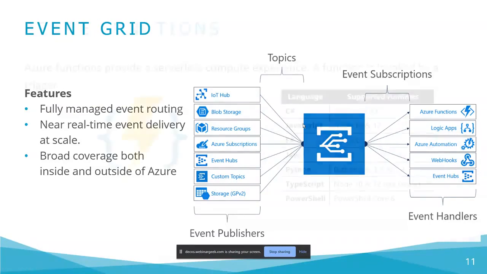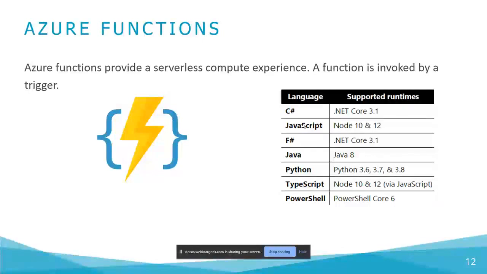Let's move on to the next resource, which is Azure Functions. Azure Functions provides a serverless compute experience. A function is invoked by a trigger, for example, an HTTP trigger or a timer trigger, and executes a block of code or business logic. And as of today, Azure supports writing functions in 7 different languages, namely C#, JavaScript, F#, Java, Python, TypeScript, and PowerShell.